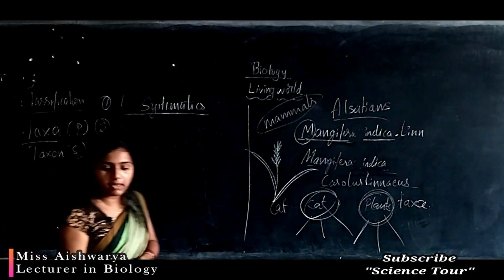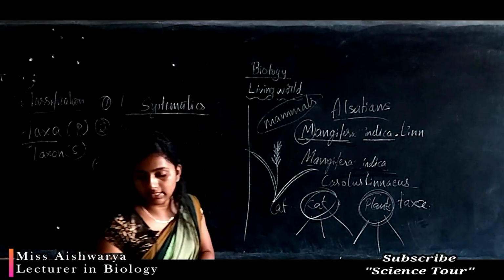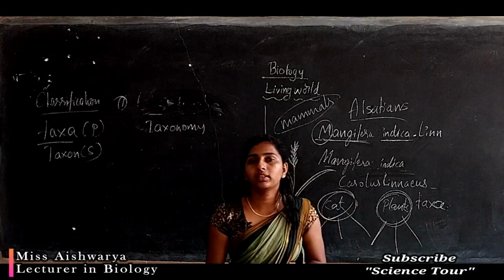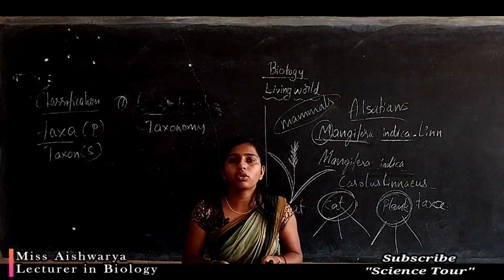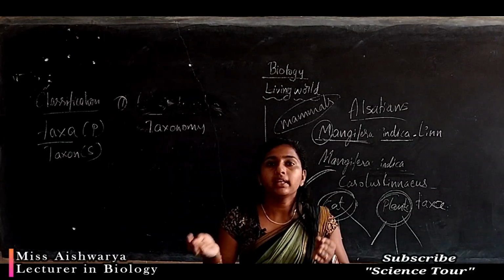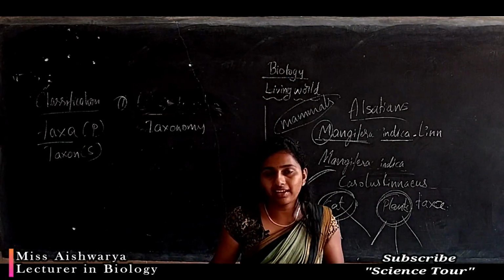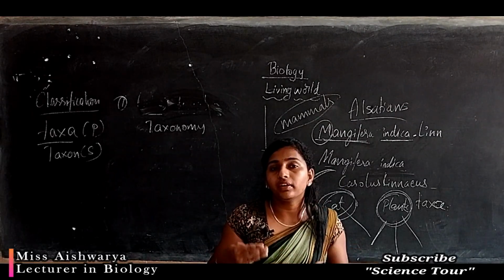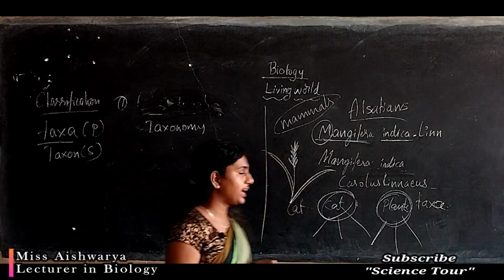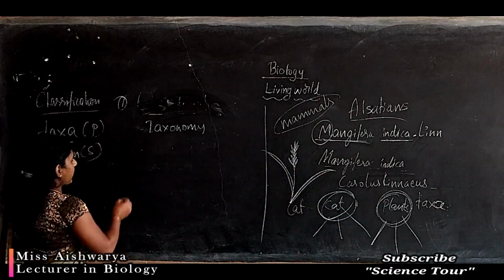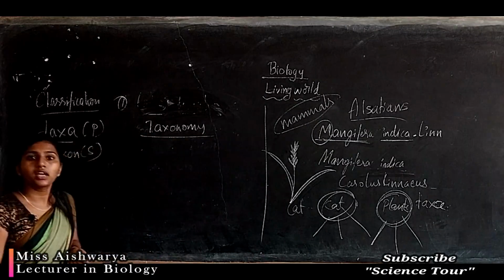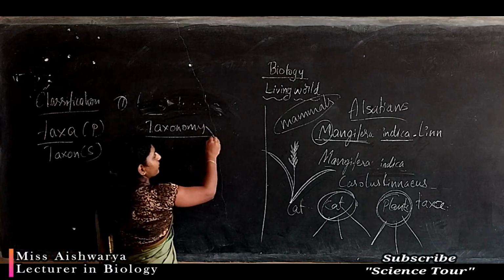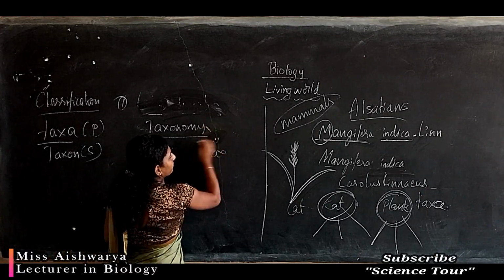Systematics is nothing but... next we are going to study about what is taxonomy. Based on the characteristics of organisms, the organisms are differentiated into different taxa. Based on the characters, the organisms are classified into different taxa.